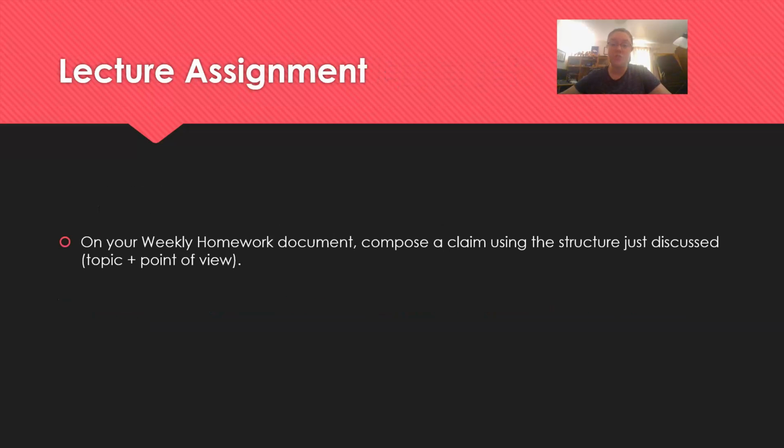What I'd like you to do for the lecture assignment is compose a claim or a thesis using the structure that we just discussed, the topic plus point of view. Keep in mind, you can use this for your project for drafting materials. So start tinkering around based off of the research that you came across during Projects 2 and 3. What argument would you make on the topic that you're looking at? What is your specific point of view? What do you want to get your readers to think, or how do you want your readers to act regarding a specific topic?